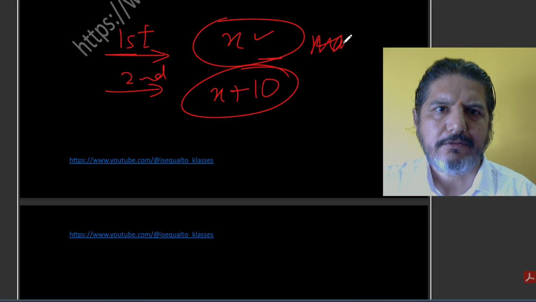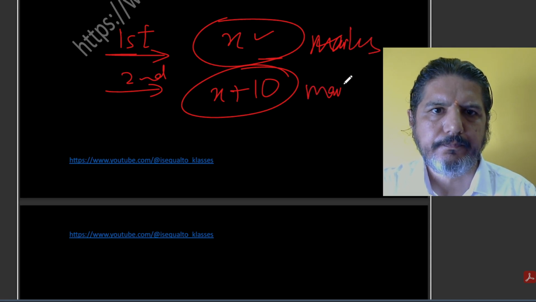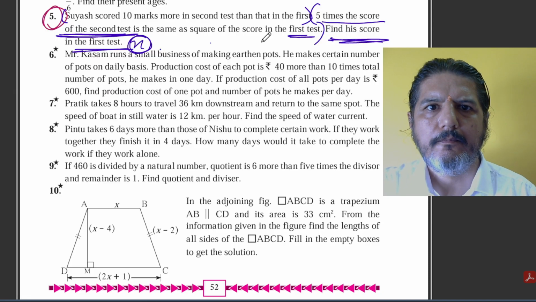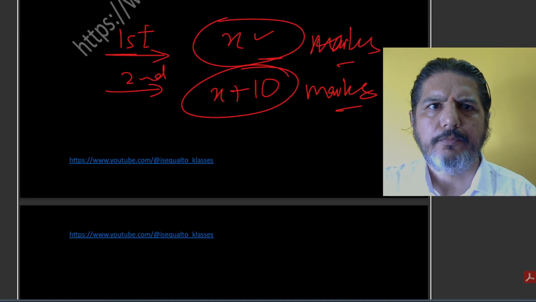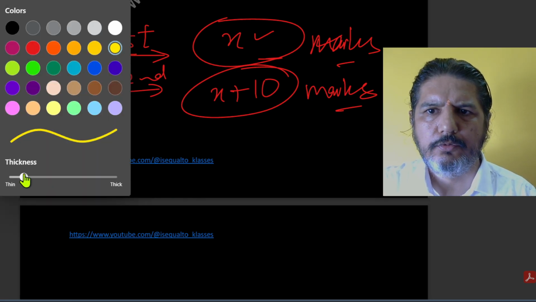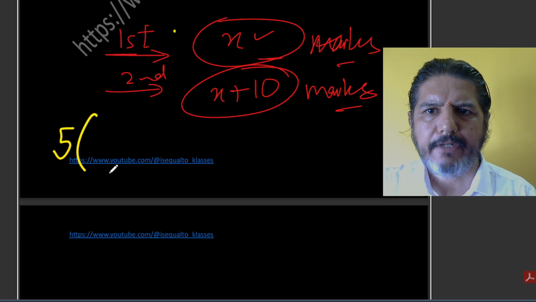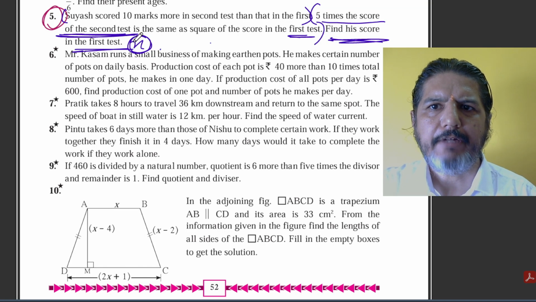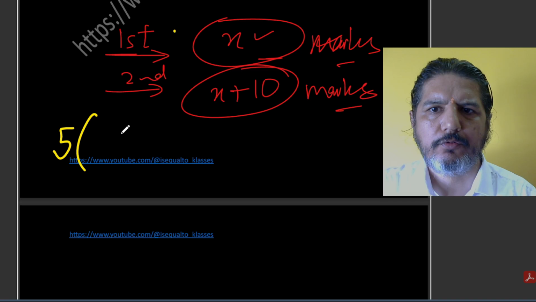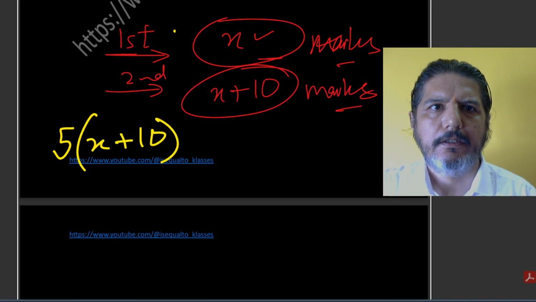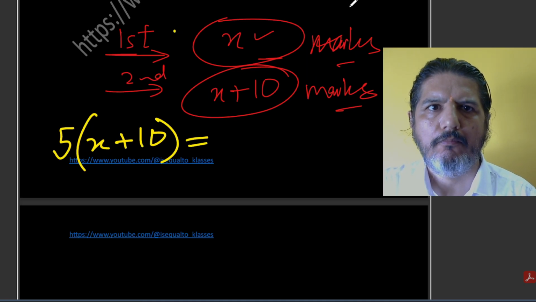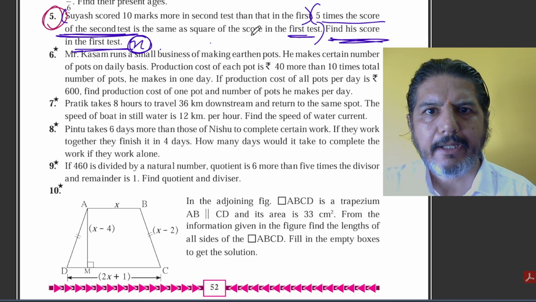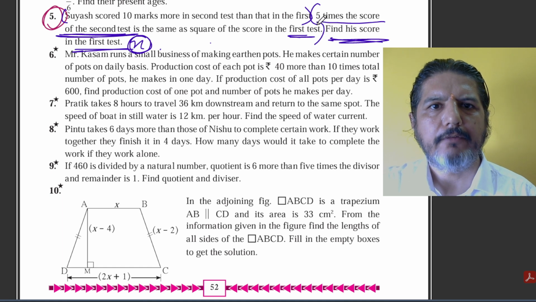Okay. And now let's look at the second line. 5 times the score of the second test. So I'll just do simple translation of this. So 5 times the score of the second test is the same. So this will be is equal to the square of the score in the first test.